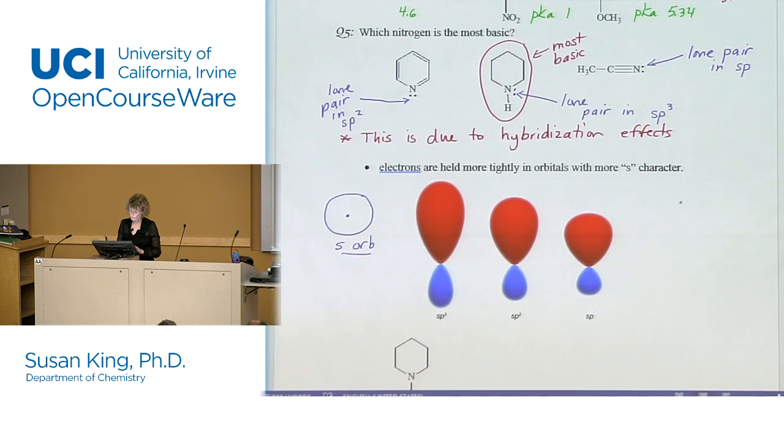And we know when we have a p orbital, electron density is on average further from the nucleus. So if we have half s and half p, those electrons are closer to the nucleus, as we show here in this third picture. All right, so for this one here, electrons closer to the nucleus. That means they're held more tightly.